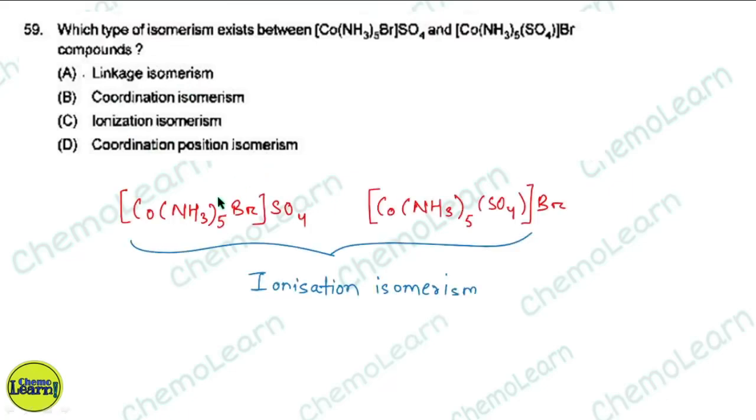If you see these two compounds here, SO4 2 minus ion is outside the coordination sphere, and here Br minus is outside the coordination sphere. So these two compounds will exhibit ionization isomerism because they will produce different kinds of ions when they are dissolved, but the formula of these two compounds is the same, so ionization isomerism.